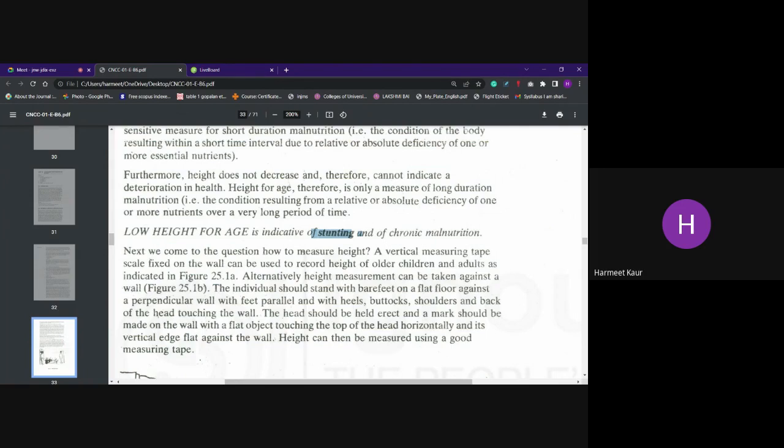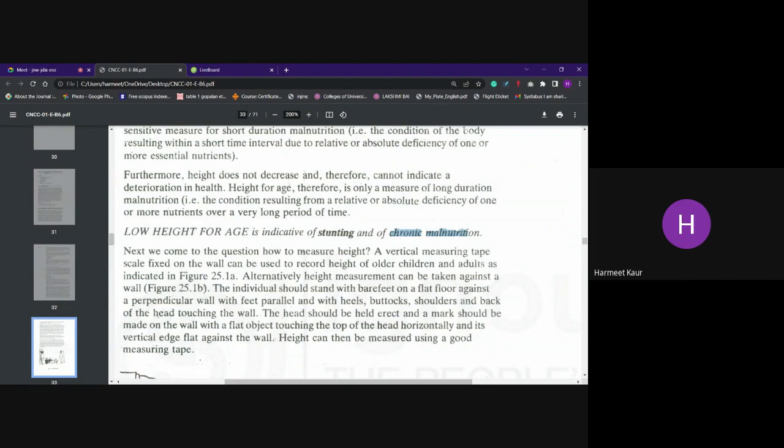And always remember that whenever we take height and weight, the difference between height and weight is, the indicative is what? Weight is an acute indicator and height is a chronic indicator. Can you see here they have written: is indicative of stunting and of chronic malnutrition. So always remember that stunting or height is indicative of what? Chronic malnutrition, whereas your weight is an acute indicator. Acute means sudden change in anything will be reflected in your weight.